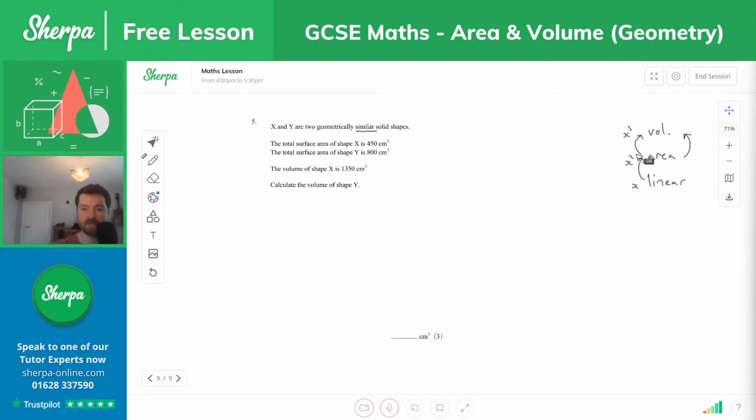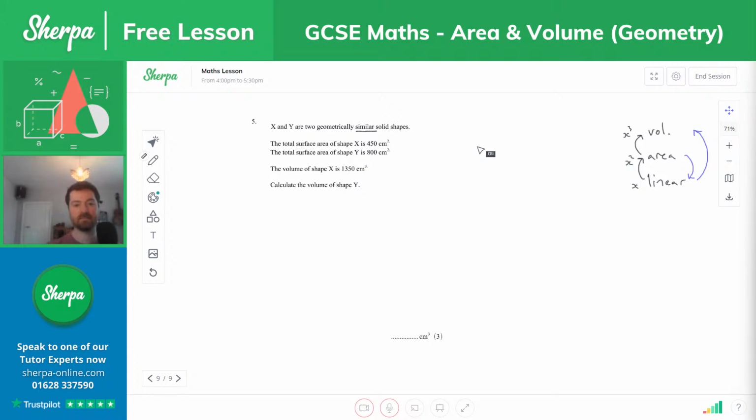Because we're given an x squared and we want to work out an x cubed, I'd say the easiest way of doing this is going from area, working out what our linear scale factor is, and then cubing that linear scale factor to get our volume scale factor. I might just do this in a slightly different color to make it clear that that's the path we're going to take to get from area up to volume. We're going to go via linear and then up to volume, if that makes sense.